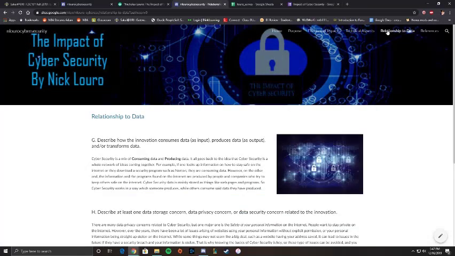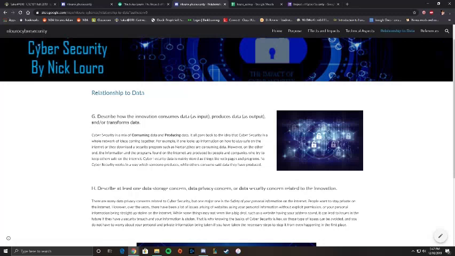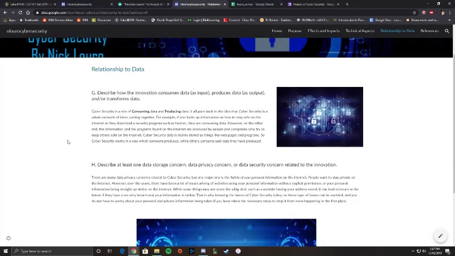Relationship to data. G: Describe how the innovation consumes data as input, produces data as output, or transforms data. Well, cybersecurity is actually a mix of consuming and producing data. People consume data by looking up online safety tips or downloading anti-malware programs. Basically anything they look up or download to keep themselves safe on the internet, they're actually consuming data. And cybersecurity also produces data, as companies like Norton and Kaspersky produce programs and online safety tips for others to consume to keep themselves safe on the internet.